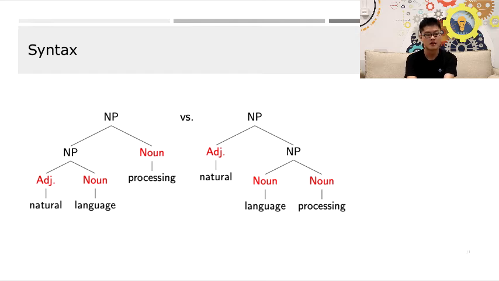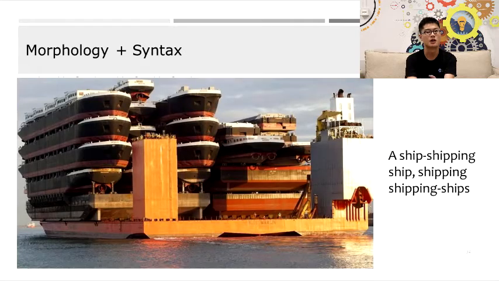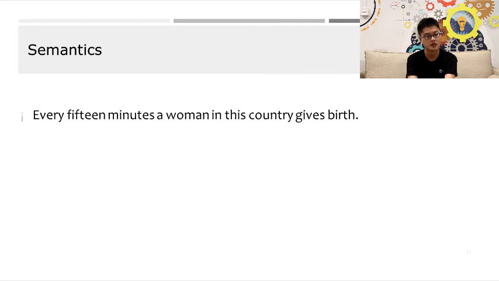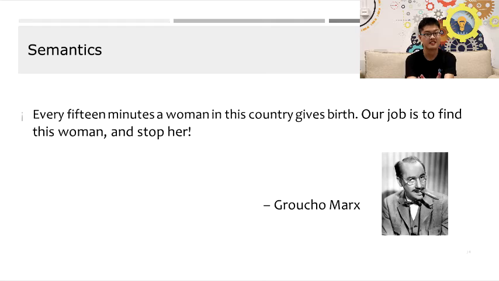Syntax. The words are ordered in a specific way. Syntax parsing finds the correct order in this context. Semantics. Every 15 minutes, a man in this country gives birth. And the next sentence is, our job is to find this woman and stab her. You can see that the meaning of a sentence is widely affected by the sentences around it, and even within a sentence itself, its meaning might vary.